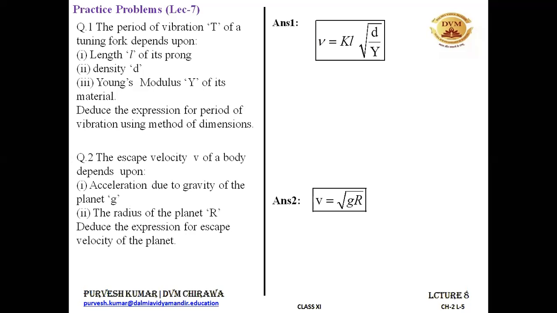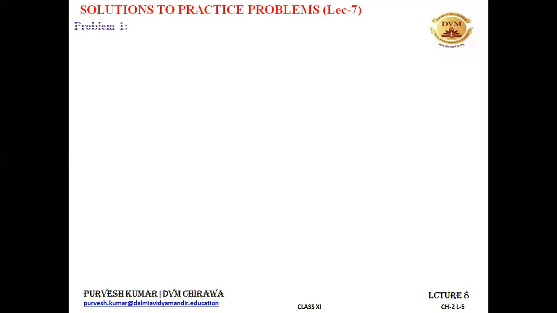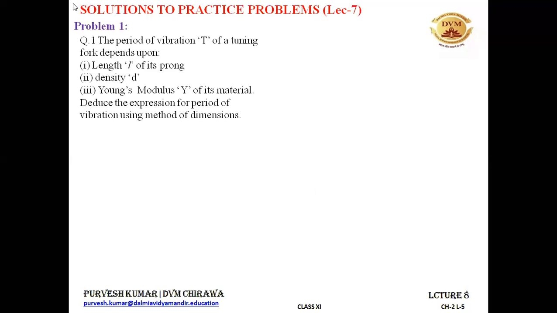All right. So let's do this. The solution to the practice problems from lecture 7. Problem number 1. It says that the time period of vibration, that is capital T, of a tuning fork depends upon 3 factors. One is the length of its prong. Secondly, the density. And the third factor is the Young's modulus, denoted by capital Y. We need to derive an expression for the time period of the vibration of the tuning fork using the methods of dimensions. So we know how to proceed in these problems.